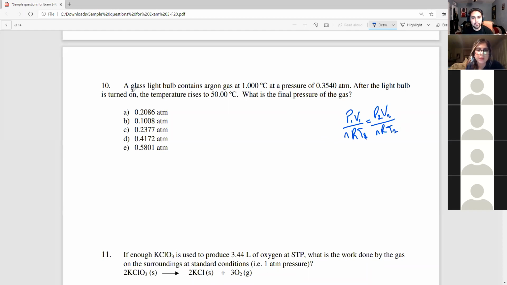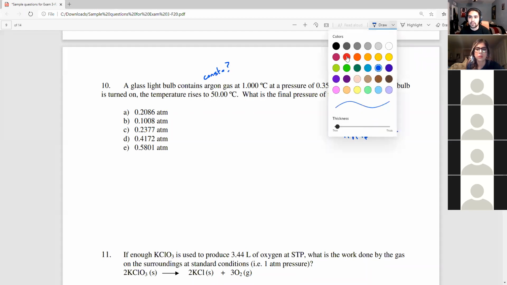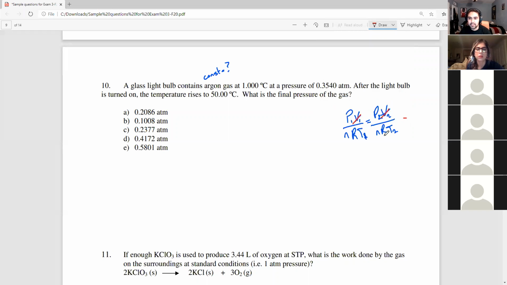Okay. So here, what is assumed to be constant? What is constant in this equation? Would one of them be volume? Yeah, our volume is constant. What else is constant? Moles. Yeah, our moles. There's no mention of any moles, so we'll assume those are constant, and our R is constant. So what equation do we end up using? P over T. Yeah, P1 over T1 equals P2 over T2.